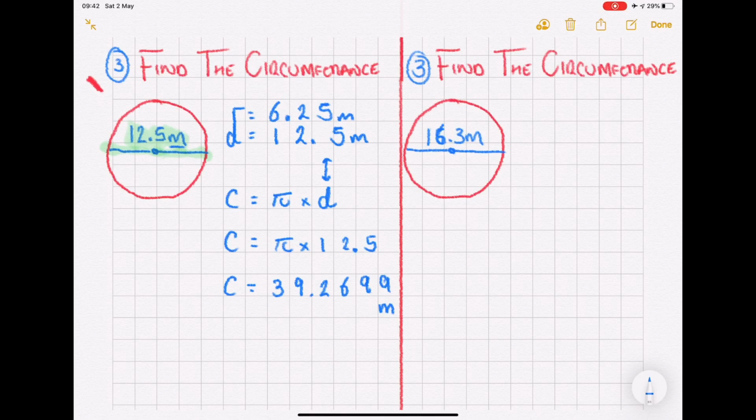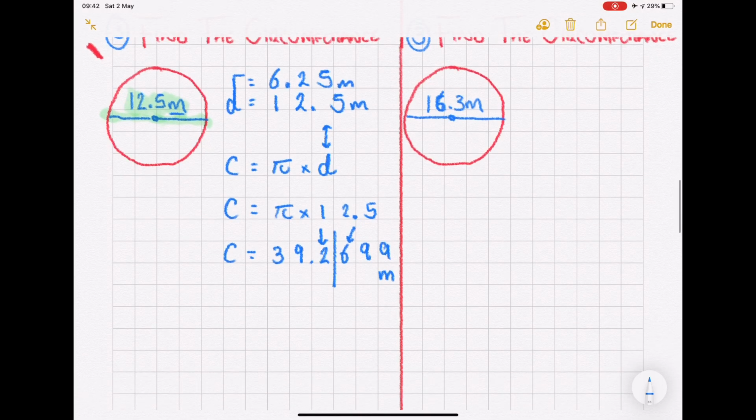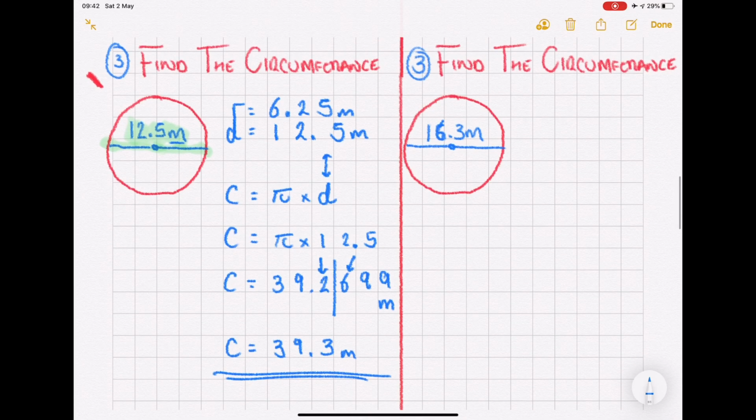Okay, so let's round to 1 decimal place, so we cut it off there. We look at this number and see if it's 5 or bigger. If it is, then we round up this number. 6, 5 or bigger, yes, so we round up the 2. So our circumference to 1 decimal place is 39.3 meters. And that's our final answer.